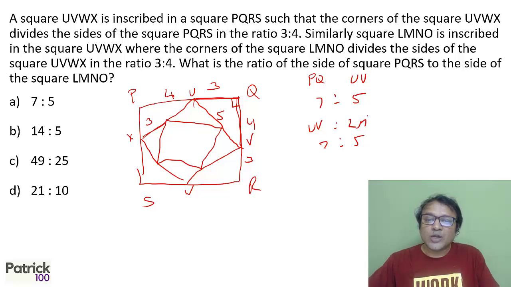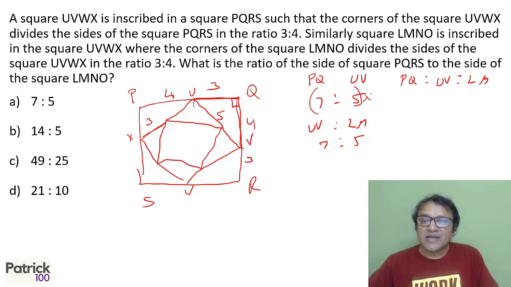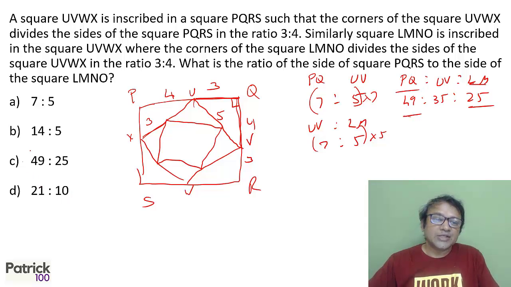So I want PQ is to LM. So PQ is to UV is to LM. Multiply the first ratio by 7, second ratio by 5 and combine it. You get 49 is to 35 is to 25. And PQ is to LM will be 49 is to 25. That's the answer, C option.